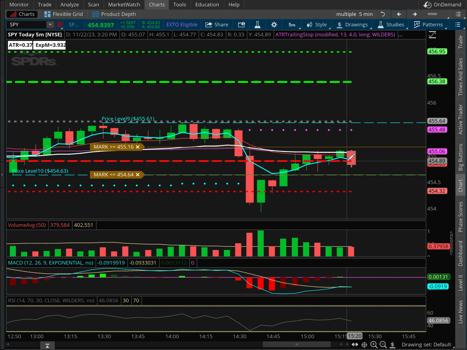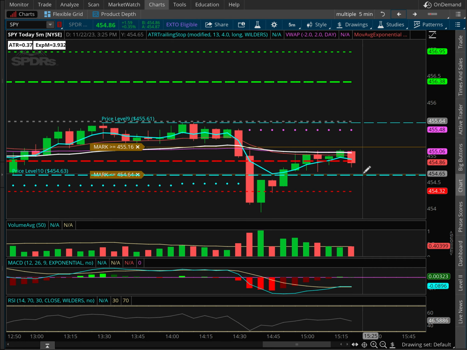So for the first 15 minutes, go ahead and give yourself some lines to let you know this is my general support and resistance for trading. SPY looks like it's trying to break through that low, and if it does, it could very well continue to the downside.